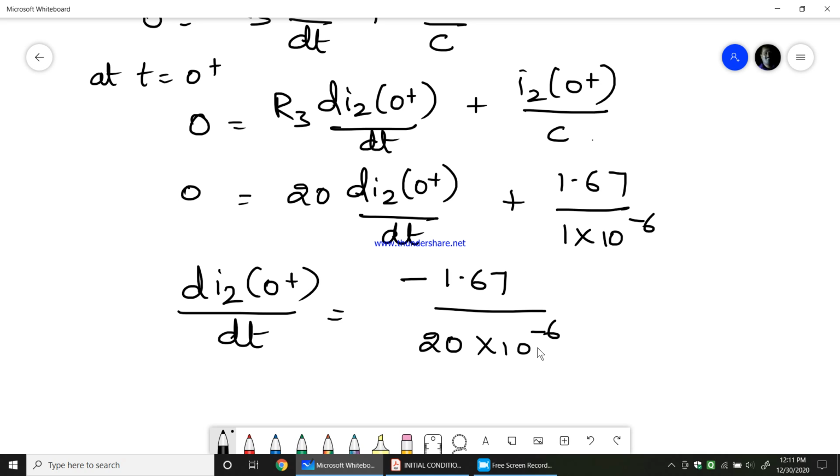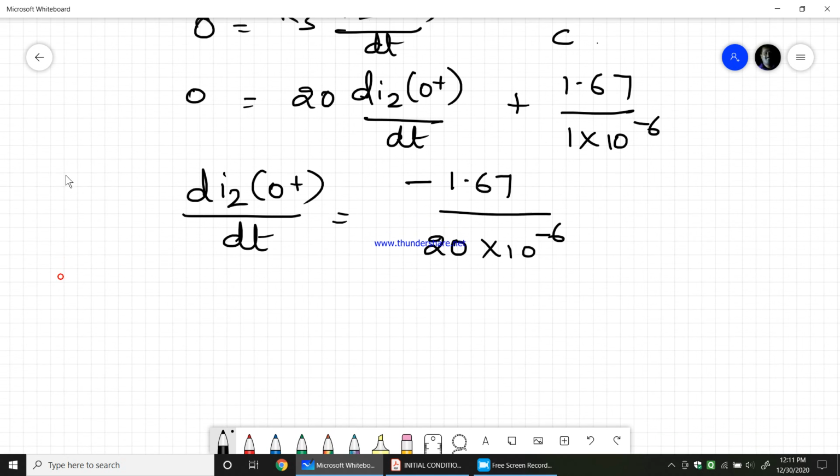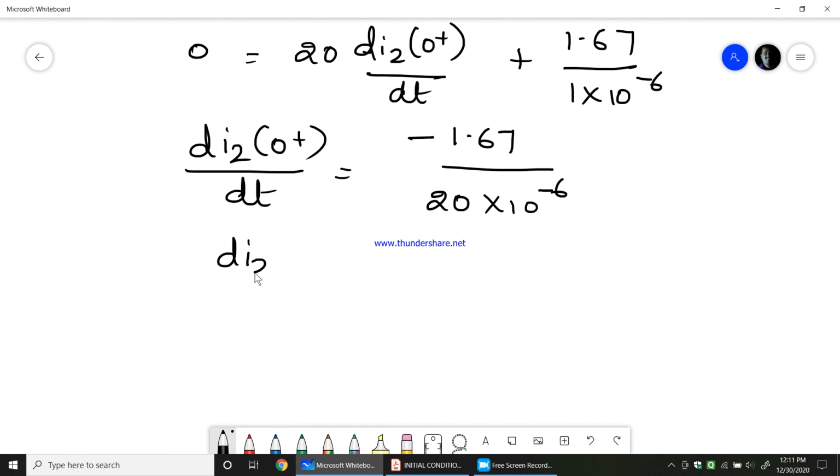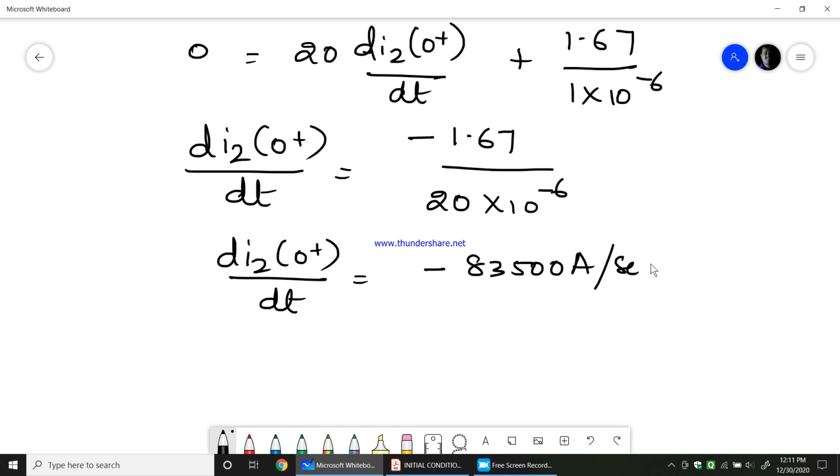So let us calculate 1.67 divided by 20 into 10 power minus 6. You will be getting 83,500. So therefore dI2 of 0 plus by dt equals minus 83,500 amps per second.